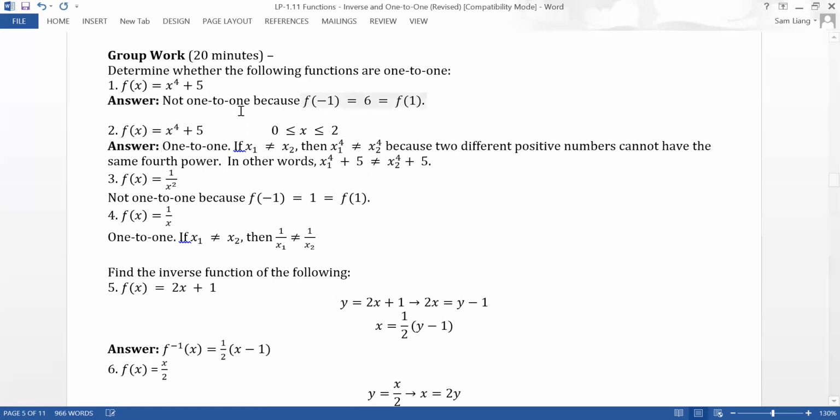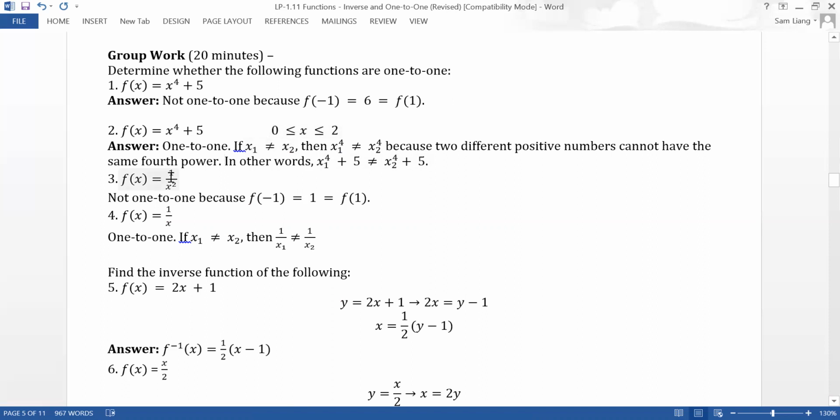All right, question 2. f of x equals x to the fourth plus 5. So note that here we limit the domain to 0 to 2. Okay. And in this case, it is going to be 1 to 1 now, because if x1 is not equal to x2, then x1 to the fourth is not equal to x2 to the fourth, because two different positive numbers can't have the same fourth power, right? And you can test that out, right? Like 1 to the fourth power is not going to be the same as 2 to the fourth power, right? So in other words, x1 to the fourth power plus 5 is not equal to x2 to the fourth power plus 5, okay? So if we limit the domain here, then it is 1 to 1, okay?